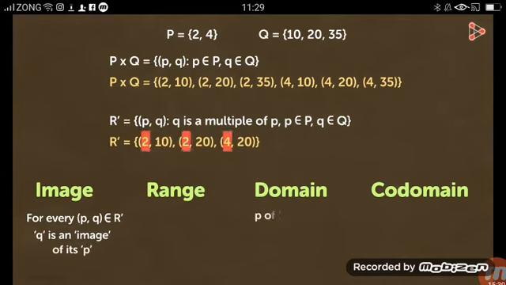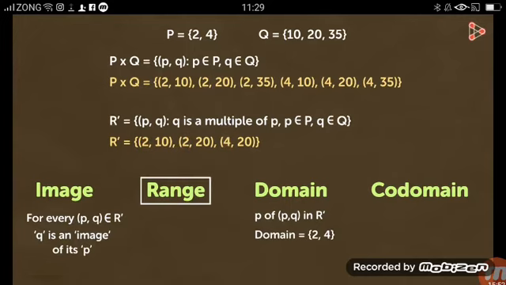The set of P of all ordered pairs (P, Q) in set R dash is called the domain. Or we can say that the set of the first elements of all the ordered pairs in set R dash is called the domain. So we can say that the domain contains the elements 2 and 4. Now it would be very easy to guess what range means.